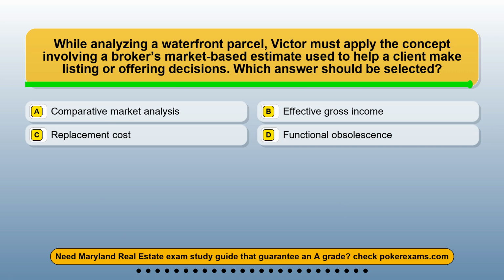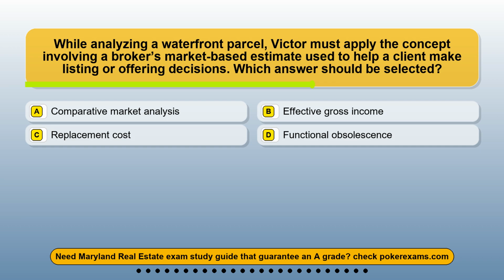Question 18. While analyzing a waterfront parcel, Victor must apply the concept involving a broker's market-based estimate used to help a client make listing or offering decisions. Which answer should be selected? Option A. Comparative market analysis. Option B. Effective gross income. Option C. Replacement cost. Option D. Functional obsolescence.